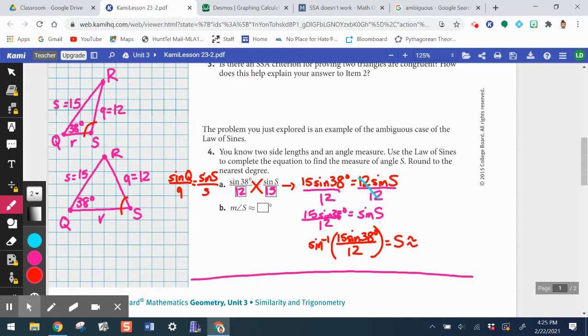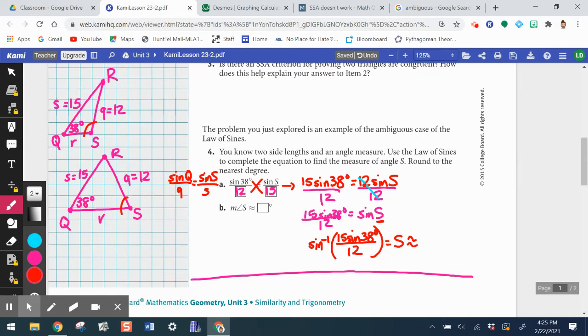15 times the sine of 38, and 12 times the sine of S. We're going to divide both sides by 12 so that this cancels out or becomes 1, and we're left with sine of S equal to 15 times the sine of 38 over 12. And remember, if the entire goal is to find an angle measure using these trig ratios, we're going to use the inverse trig function. So the sine inverse of this ratio right here is the measure of angle S.